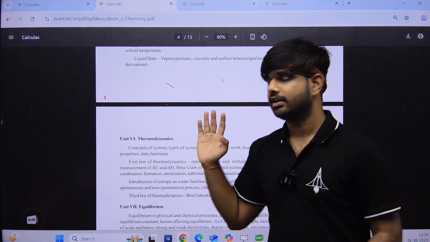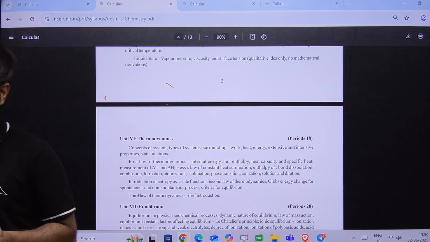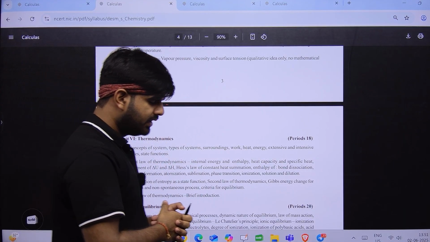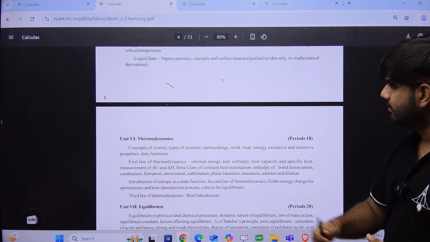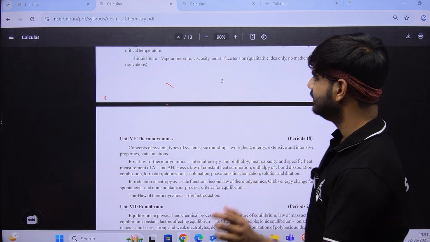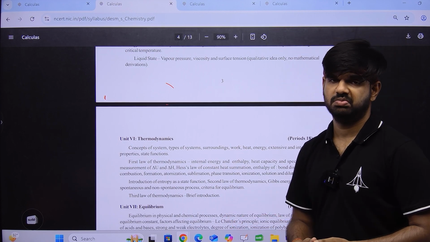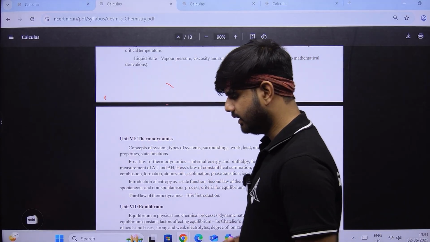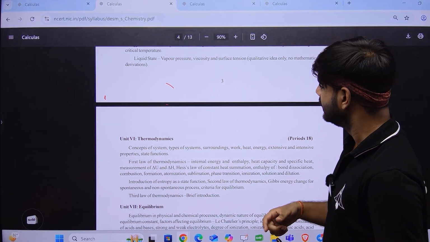Okay, and amongst the questions that have come from thermodynamics, the very interesting part is that some of the easiest and most difficult questions in NEST chemistry have come from thermodynamics. So you have a chance here to attempt those questions by logic, by formulae, by concepts, if you have practiced decently, right?